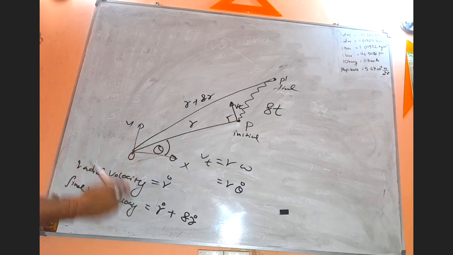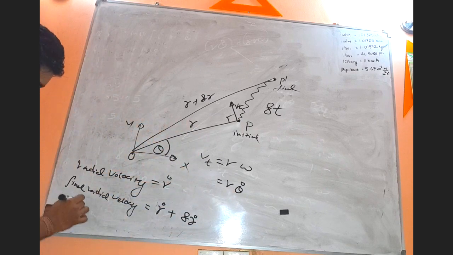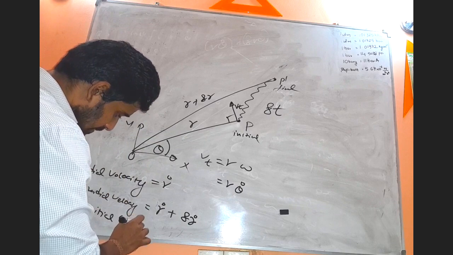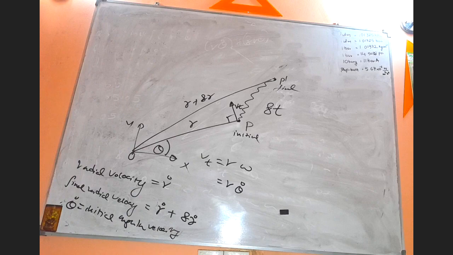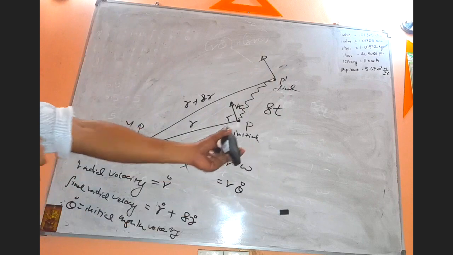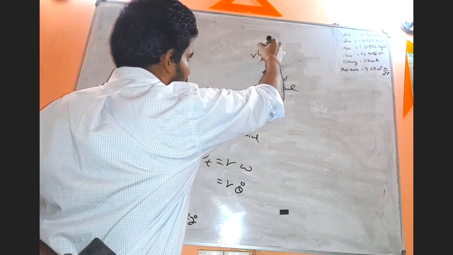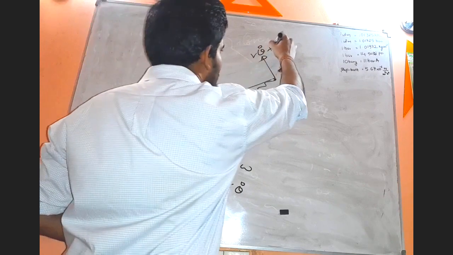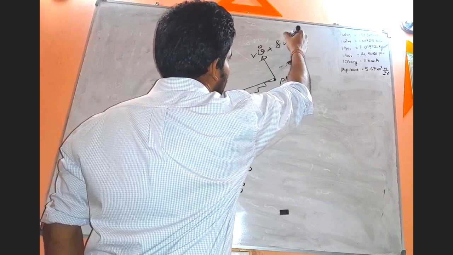So then what is the angular velocity? This theta dot is the initial angular velocity. Then what is the final tangential velocity? The final tangential velocity will be r theta dot, which is the initial tangential velocity, plus the change in the tangential velocity. So let's call it delta r theta dot.